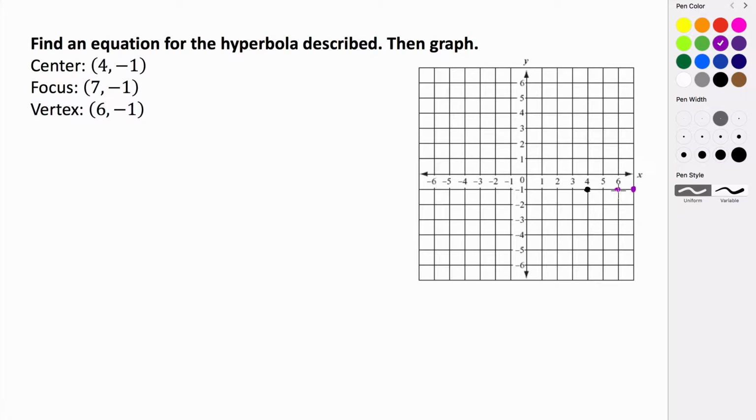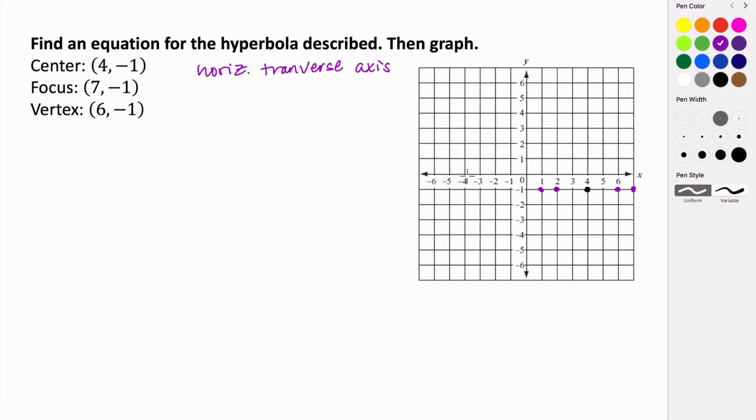So we have a vertex here, which tells us that we also have a vertex 2 units away from our center. So we're going to go 2 units to the left. So (2, -1) is going to be another vertex. And then 3 units to our left is our other focus, so at (1, -1). Because all these points lie on a horizontal line, that tells us that we're dealing with a horizontal hyperbola. So this has a horizontal transverse axis.